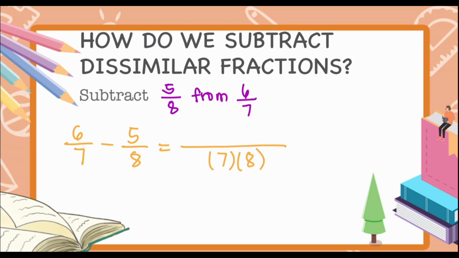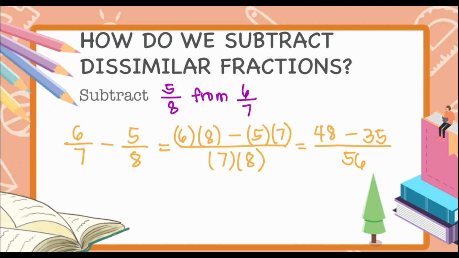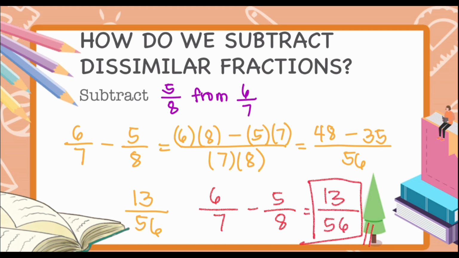Again, first step, you have to multiply the denominators. Second step, you have to multiply the numerator of the first fraction to the denominator of the second fraction. So, 6 times 8. Then, subtract the product of the denominator of the first fraction and the numerator of the second fraction. So, minus 7 times 5. Now, multiply everything. We will get 48 minus 35 over 56. Then, 48 minus 35, we will get 13 over 56. Therefore, 6 over 7 minus 5 over 8, the final answer is 13 over 56.